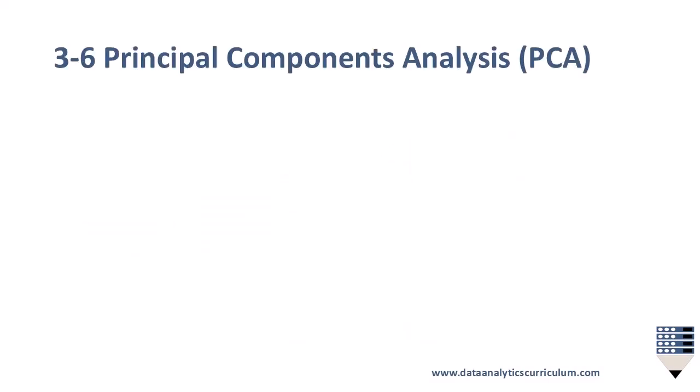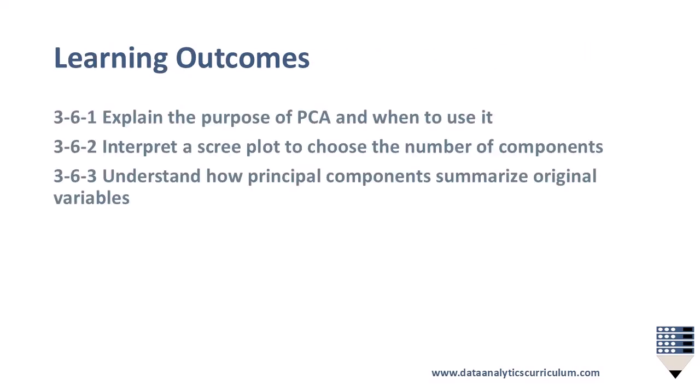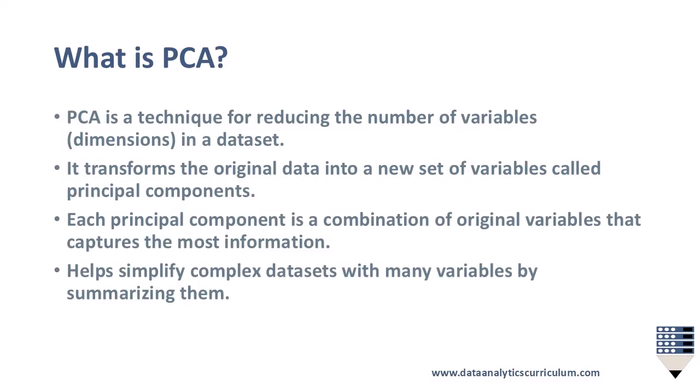Welcome to Chapter 3, Section 6, Principal Components Analysis, or PCA. In this lesson, we'll learn how PCA helps simplify complex datasets by reducing the number of variables while keeping most of the important information. By the end of this lesson, you'll be able to explain the purpose of PCA and when to use it, interpret a Scree plot to choose the number of components, and understand how principal components summarize the original variables.